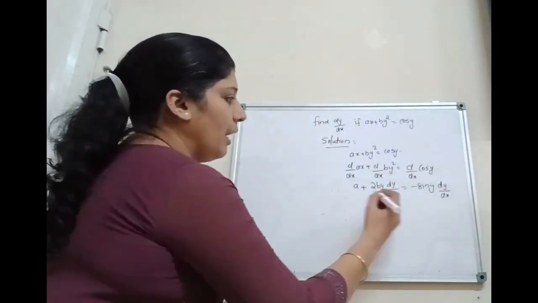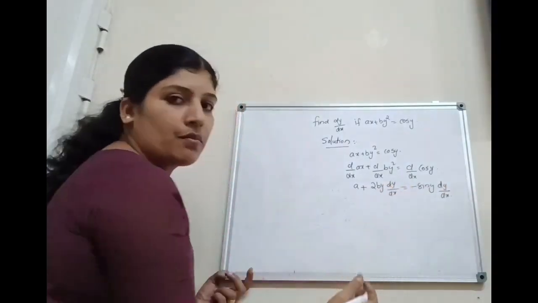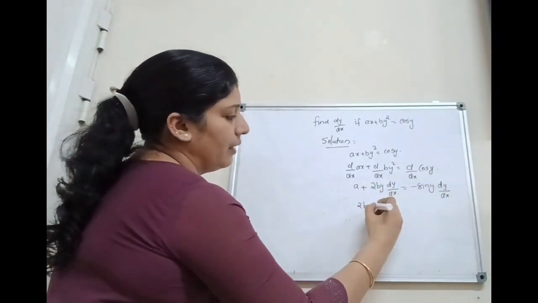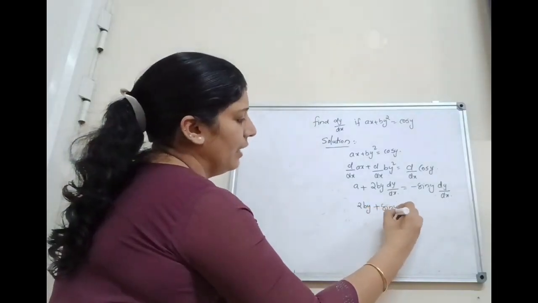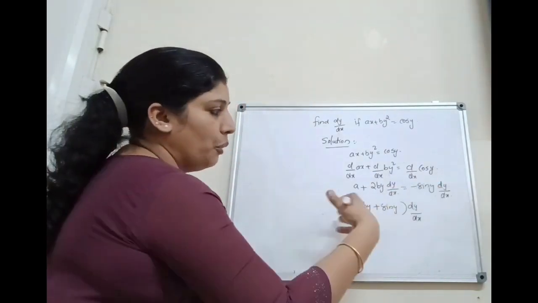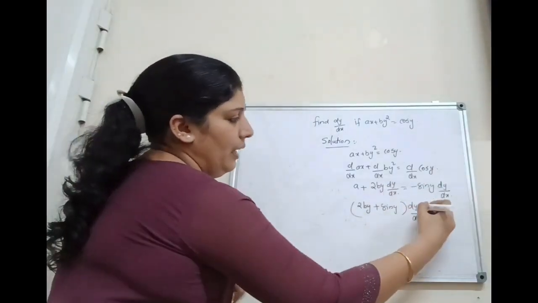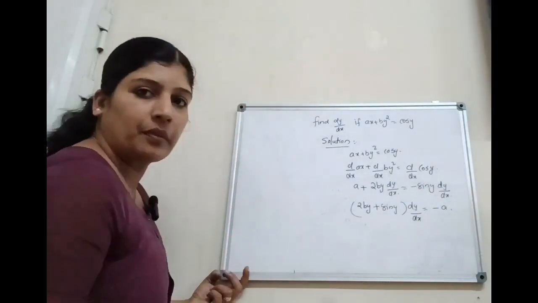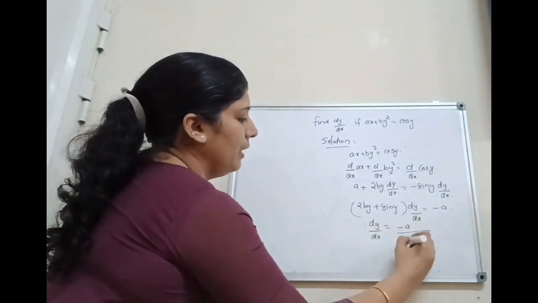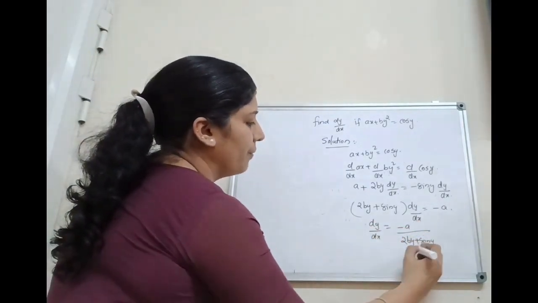Now here we have to group the dy by dx terms on one side, that is 2by minus sin y, take it as this side, that is plus sin y into dy by dx, that is grouping. Directly we have to group dy by dx terms equal to minus a. Then dy by dx equal to what? Minus a divided by 2by plus sin y.